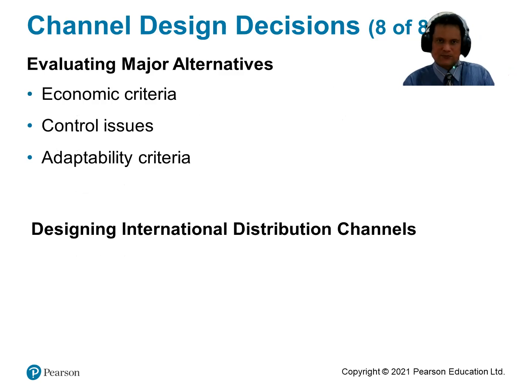Evaluating major alternatives. When you are looking for alternatives, you need to evaluate whether the alternative is economic or profitable, whether you are able to control some issues, and its adaptability to the market. You want to make sure that you do not spend too much in looking for alternatives compared to your expected revenues. It has to be economic. You need to be able to control any issues that come around, and it has to meet the adaptability criteria. It has to be adaptive in the market.